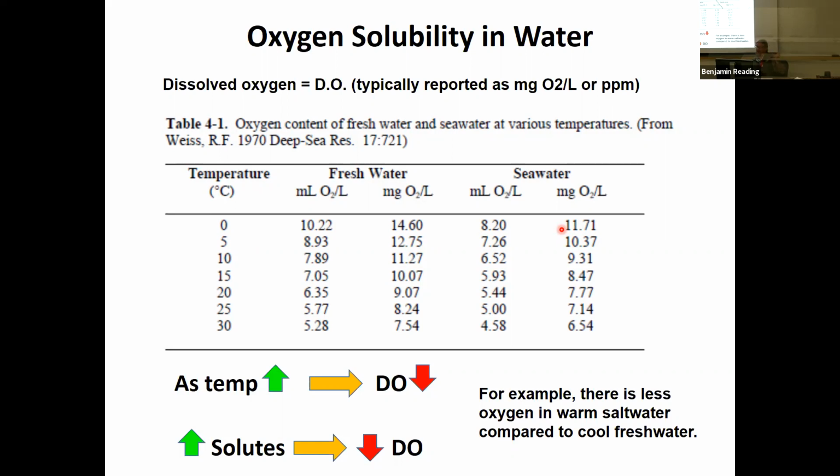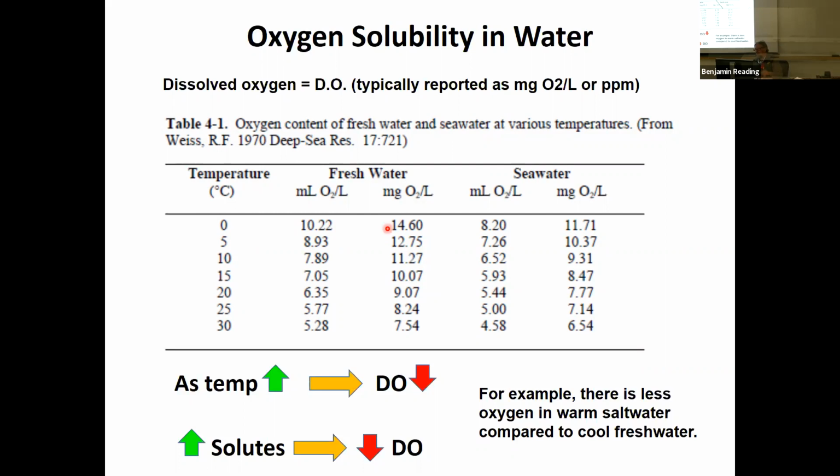Okay, that's a problem for fishes that live in the ocean, right? Freshwater fishes, they get a little bit easier time here because their aquatic environment is typically going to have higher oxygen content at any one given temperature. Second, as temperature increases, dissolved oxygen decreases.